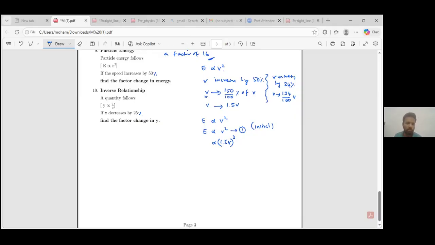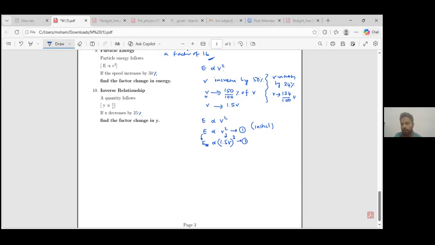So now we have to square that. So 1.5 V squared is proportional to the new energy now. When you increase the velocity, the energy also increases. So the new value that you have is proportional to 1.5 V squared, right? So that's the second one.